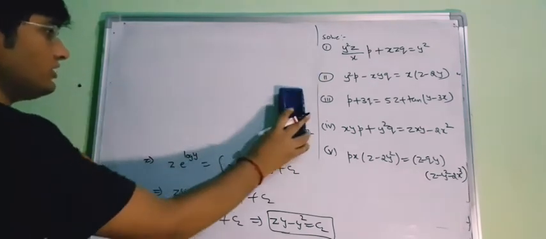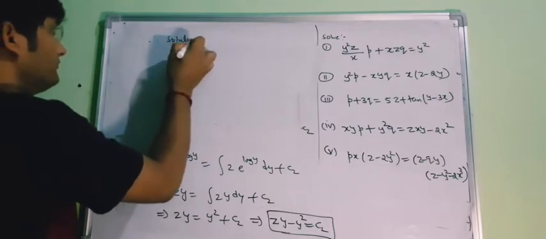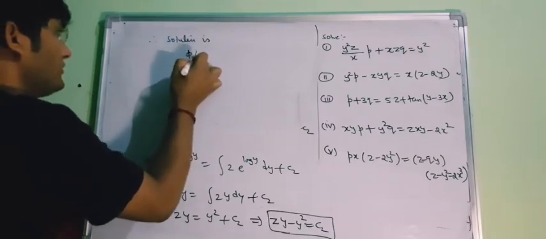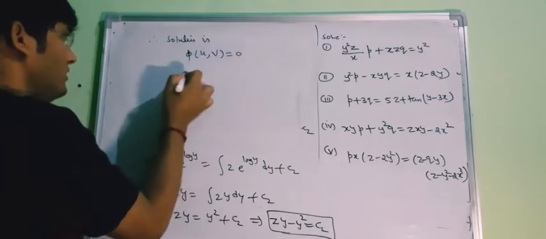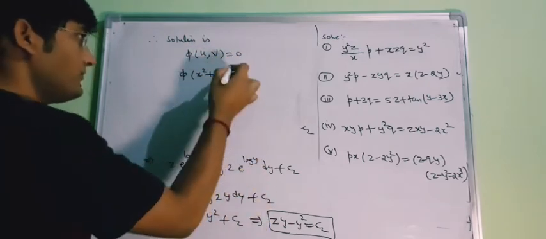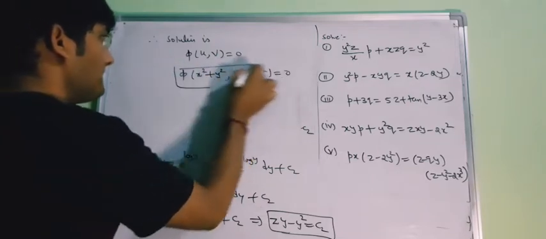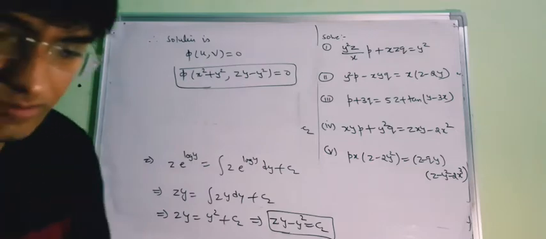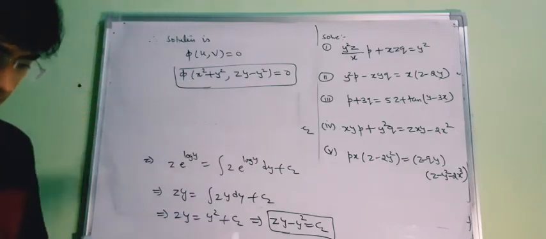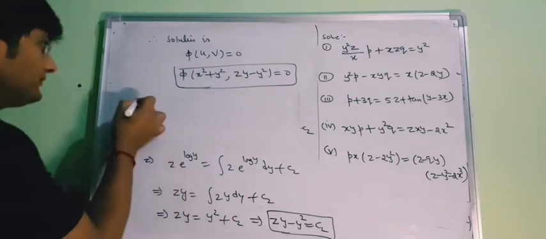Therefore, our solution is phi of, say, u comma v equal to 0. Our first solution was x square plus y square, and the second solution is zy minus y square equal to 0. So this is your solution of equation number 2, problem number 2. Then let us solve the third part.